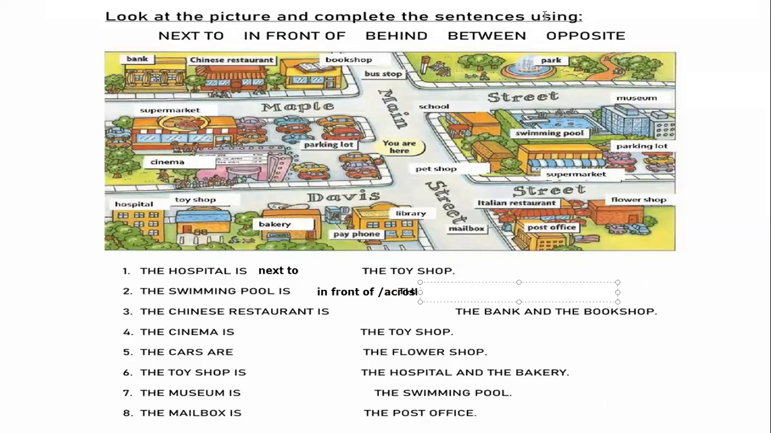The swimming pool is in front of. Okay. Opposite is. I'll give you another example. The Chinese restaurant is between the bookshop and the bank. Okay, between. Entre, ¿verdad? Entre el banco y the bookshop. Yes. Between the bank and the bookshop.